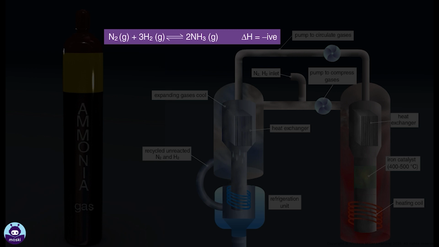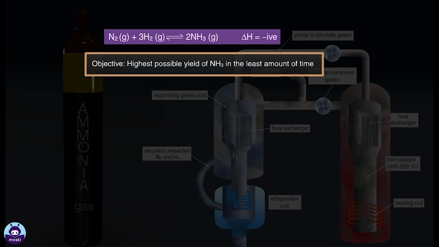Delta H is negative. Let us analyze the effect of each of the factors that affect equilibrium. We require the highest possible yield of NH3 in the least amount of time. The forward reaction needs to be favored, as the equilibrium mixture will then contain a higher concentration of NH3 and a lower concentration of N2 and H2.